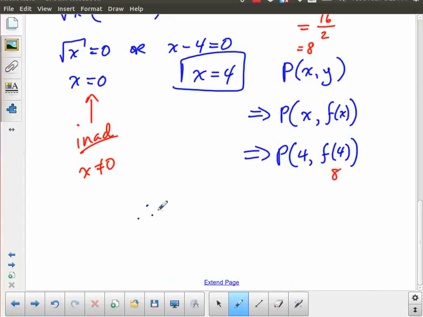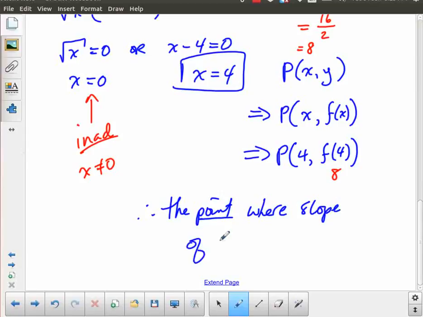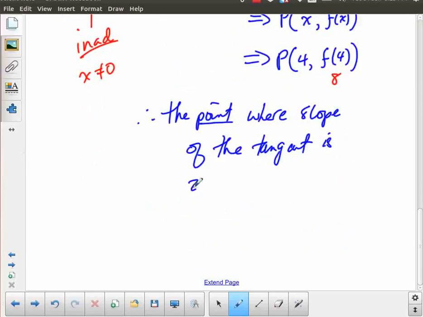So therefore, the point where the slope of the tangent is 0 is the point (4, 8). Those are the coordinates of the point where the slope of the tangent is 0.